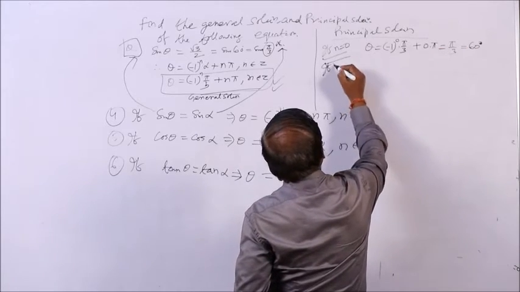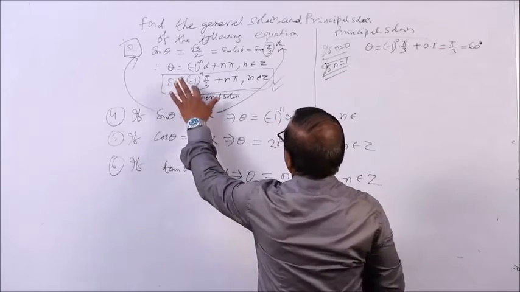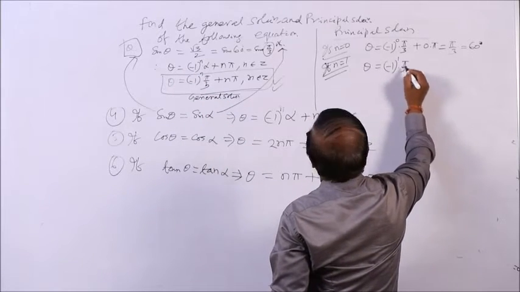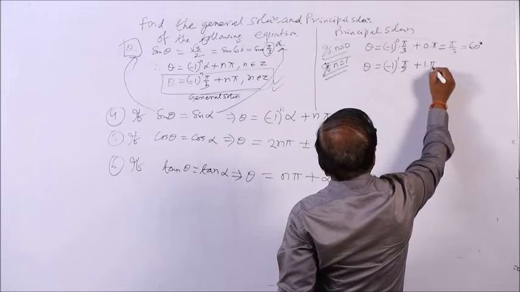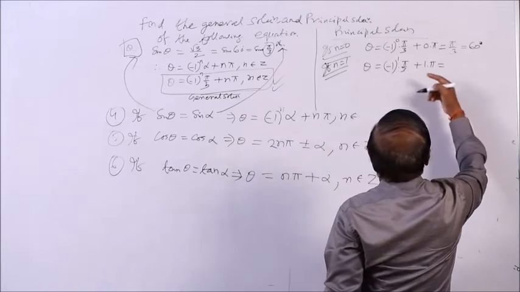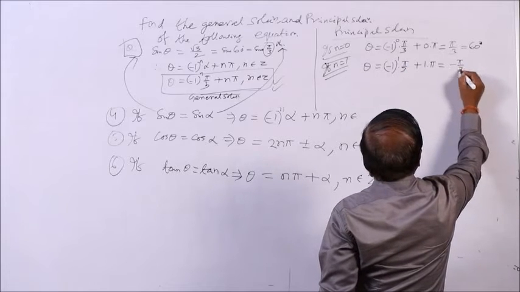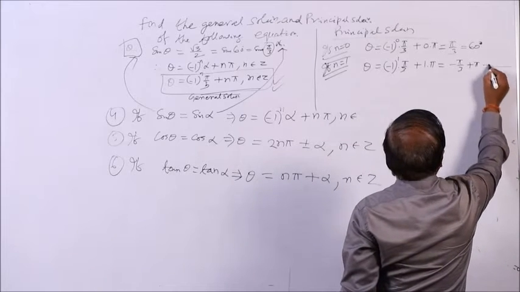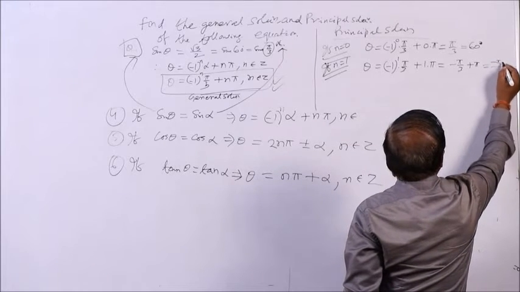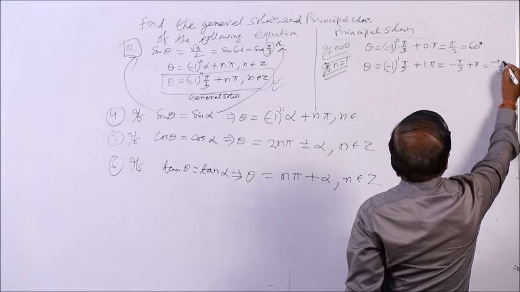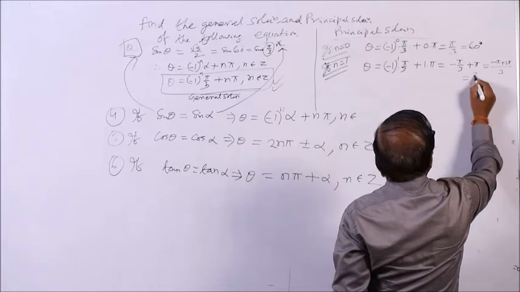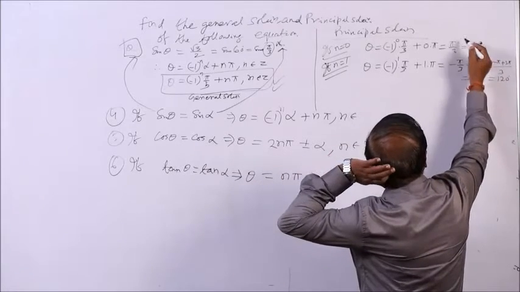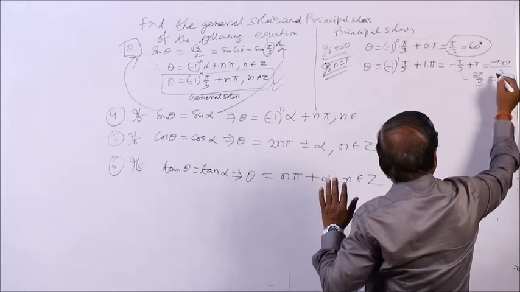Again, if n is equal to 1, what happens? Here put the value of 1. Theta will be minus 1 to the power 1 into pi by 3 plus 1 into pi. You see what happens here? This is minus pi by 3 plus pi. So LCM is 3, this is minus pi, this is 3 pi. So this is 2 pi by 3. What does it mean? This is 120 degrees, because pi by 3 is 60, so 2 pi by 3 is 120 degrees.